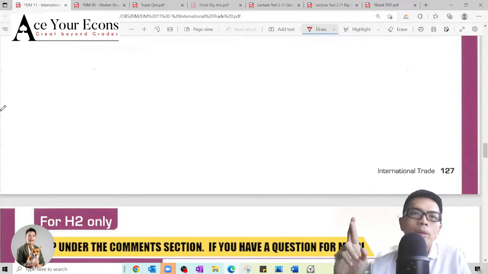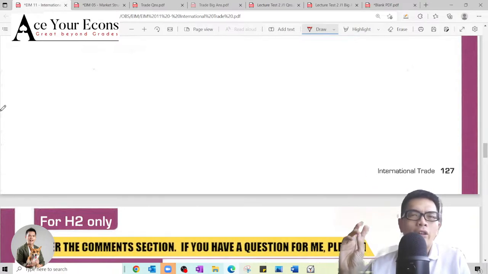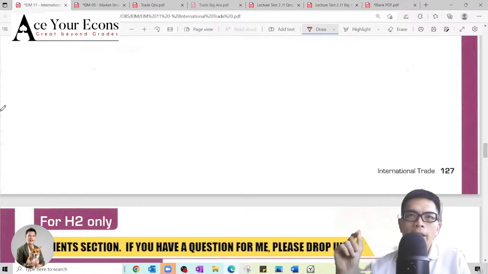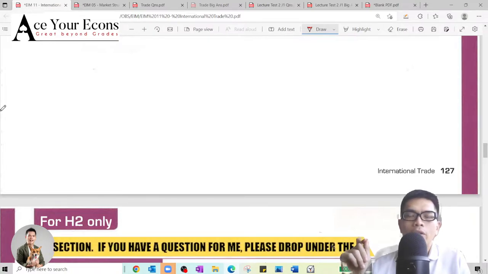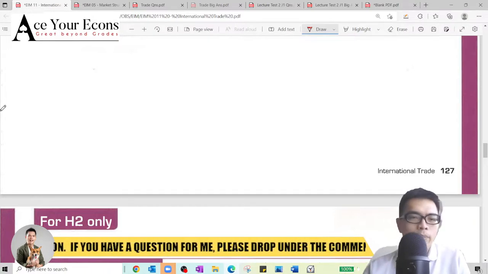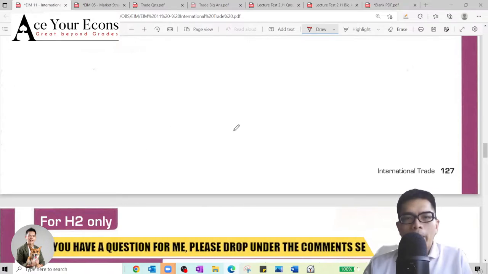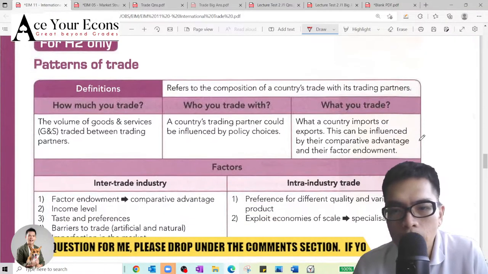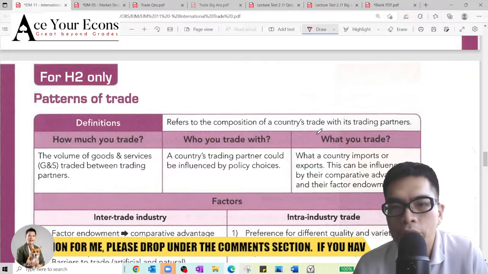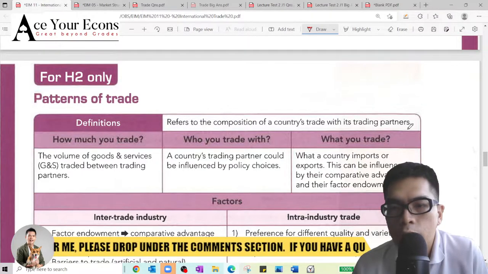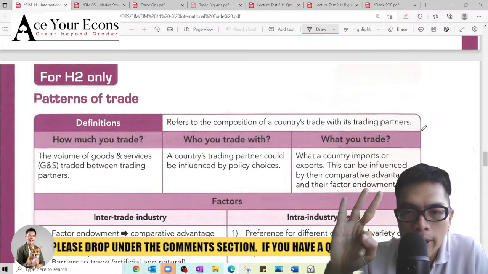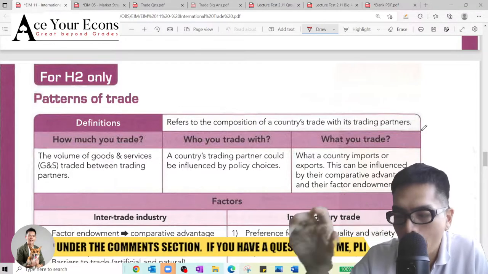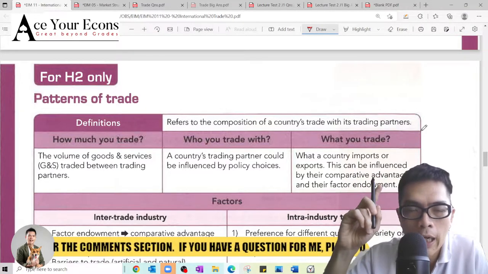This is probably your final touch on patterns of trade before you are left on your own. The next time you see patterns of trade is in the exam already, so please make sure you clarify whatever doubts you have. Clear patterns of trade is really important. Note the definition: it refers to the composition of a country's trade with its trading partners. There are three important parameters to measure patterns of trade. Please follow me closely. If you're a highlighter person, prepare a highlighter now.